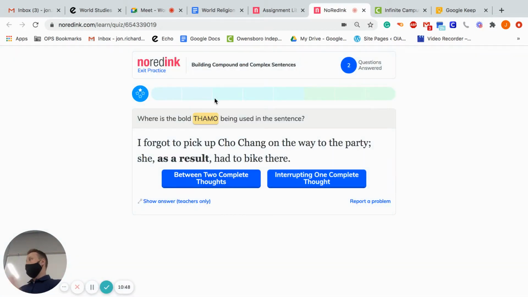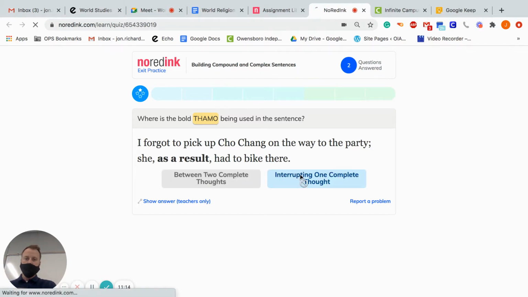All right, so here's a tricky one. It changes. We have this first complete thought: I forgot to pick up Cho Chang on the way to the party. Then we have a semicolon. Then we have a different word, she. Then we have our themo, as a result, had to bike there. So, is it between the two complete thoughts? No, it's in between one complete thought: she, as a result, had to bike there. So it's interrupting one complete thought.